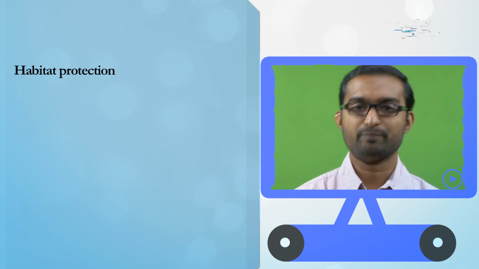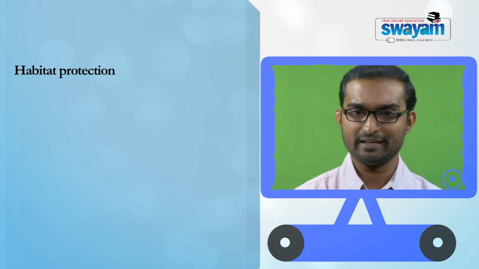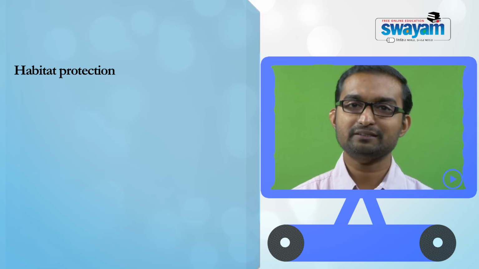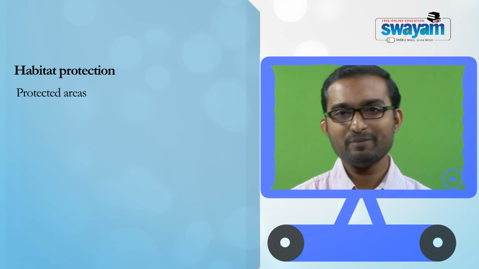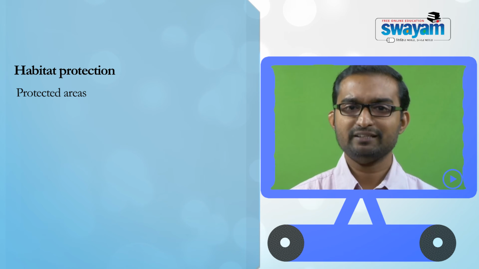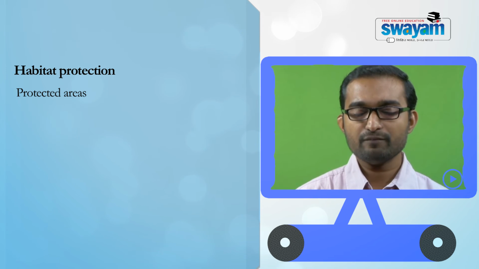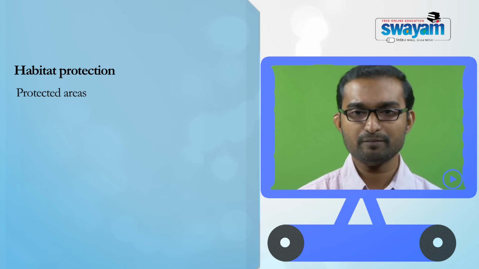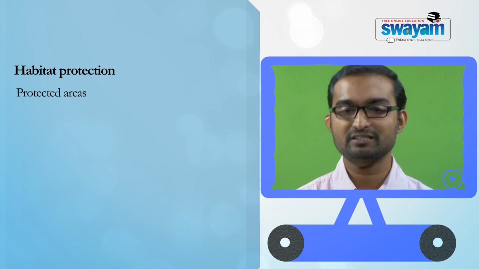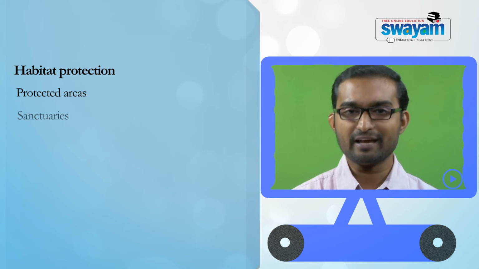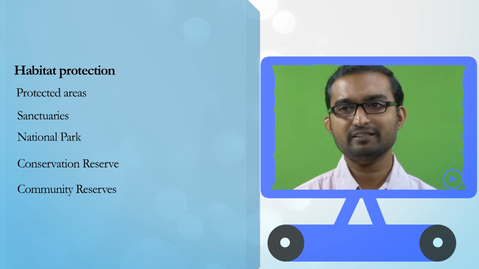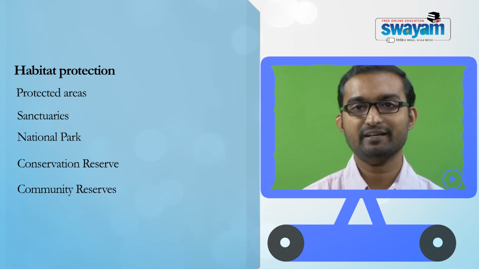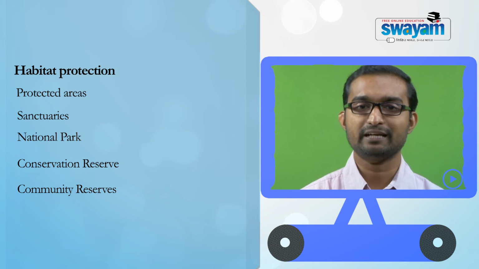Another major substantive part is habitat protection. As we had already mentioned in the beginning, habitat destruction is one of the major threats faced by wildlife in India. So the Wildlife Protection Act envisages habitat protection as one of the major goals. In the Act, habitat protection has been envisaged in the form of declaration of sanctuaries, national parks, conservation reserves and community reserves. That means there are four kinds of protected areas envisaged under the Wildlife Protection Act 1972.